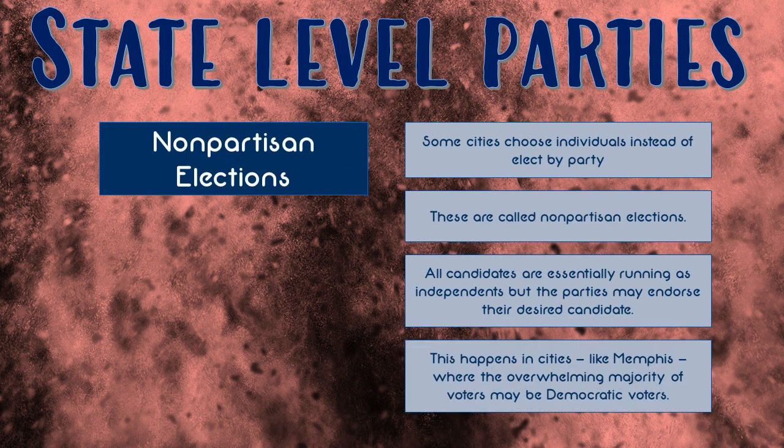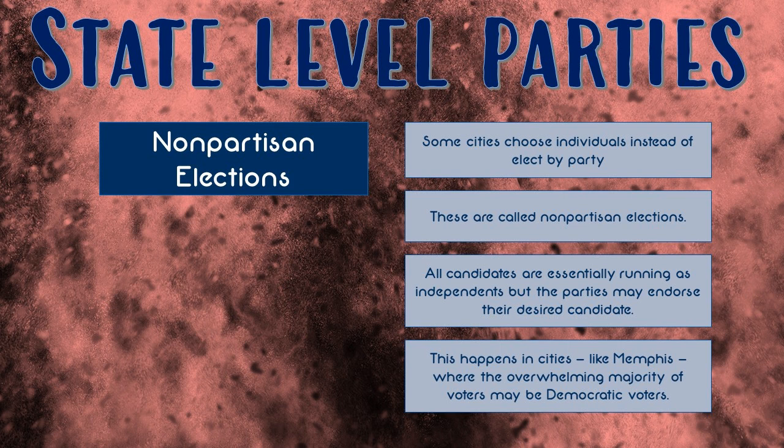City parties will also usually make a decision to have what's called nonpartisan elections. This solves the problem in a lot of cities. Think about Memphis. The overwhelming majority of people in Memphis are Democrats. Democratic candidates in national elections in Memphis will get about 85% of the vote. So if you're going to have a mayor election in Memphis that's a Democrat versus a Republican, it's not going to be close. So the city level parties may decide instead to have what's called a nonpartisan election.